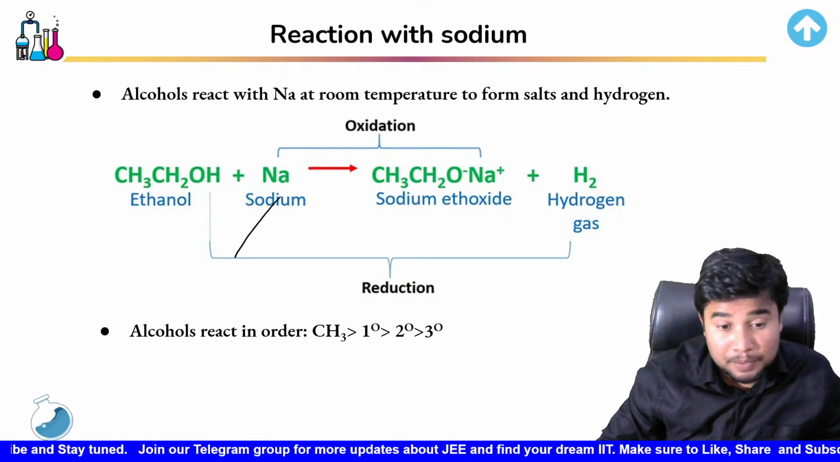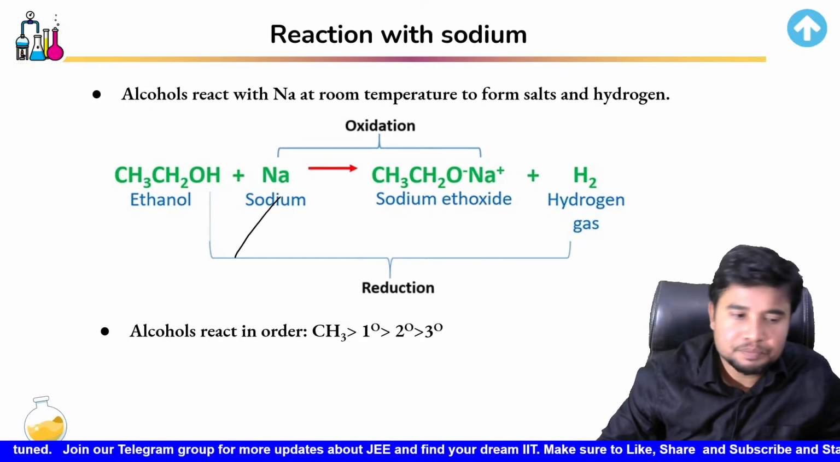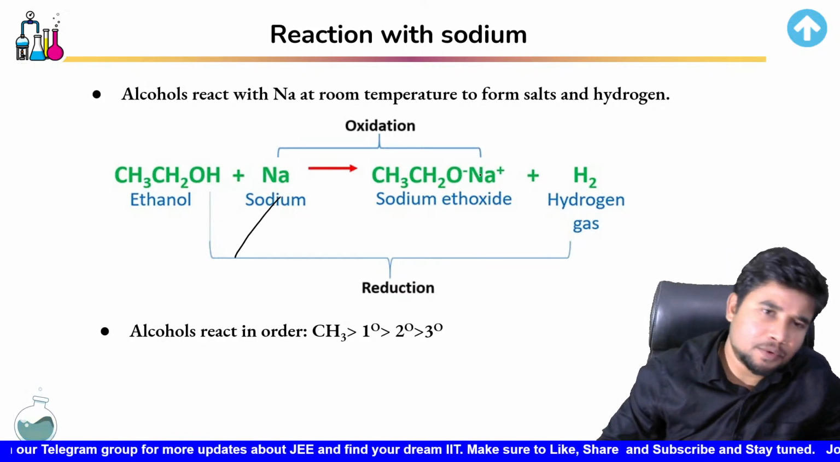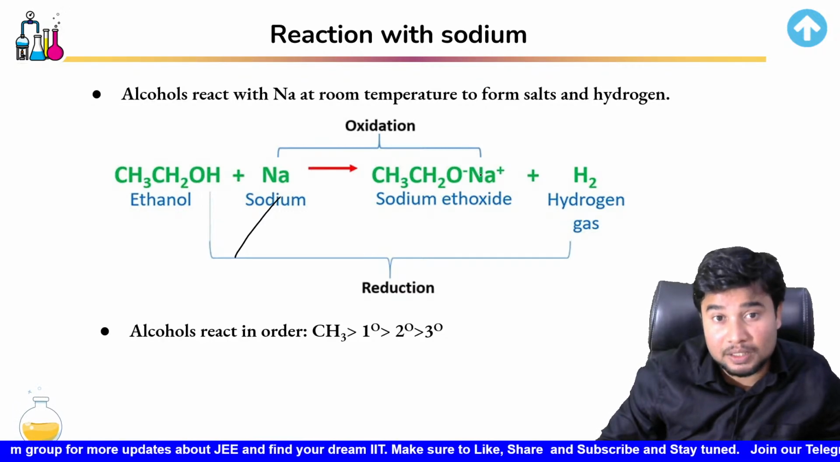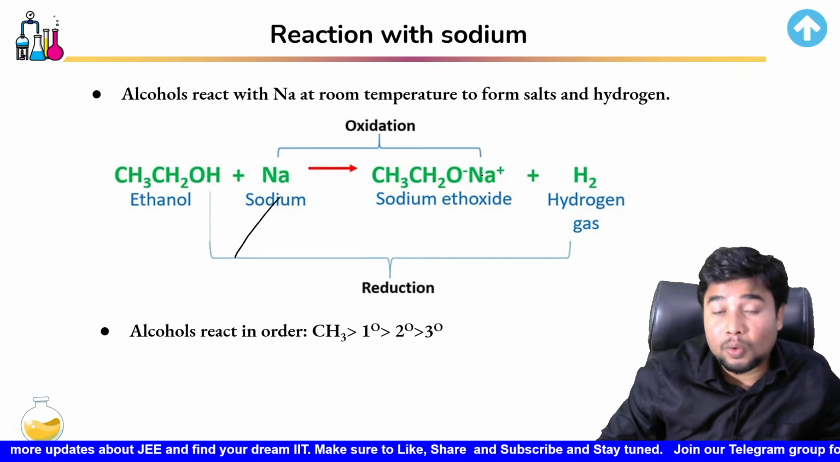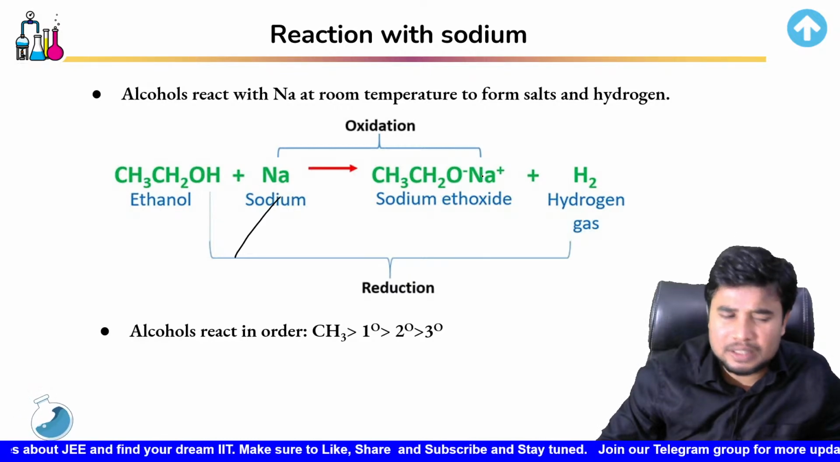Okay. So what has happened in the reaction of ethanol and sodium, not just sodium, even with potassium and some reactive metals, is that it forms alkoxide. Now, what is this alkoxide?